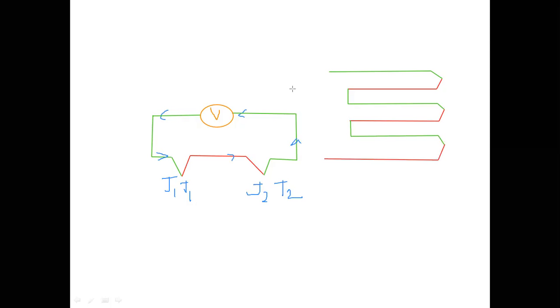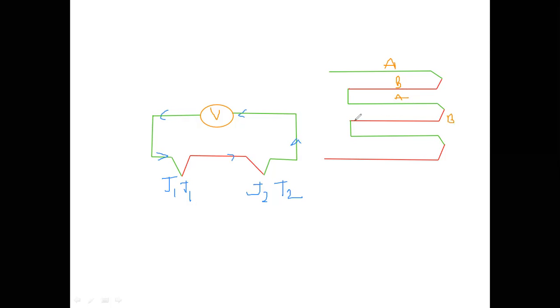This is metal A and this is metal B. Again to metal B, I am connecting metal A, and again to this metal A, I am connecting metal B.